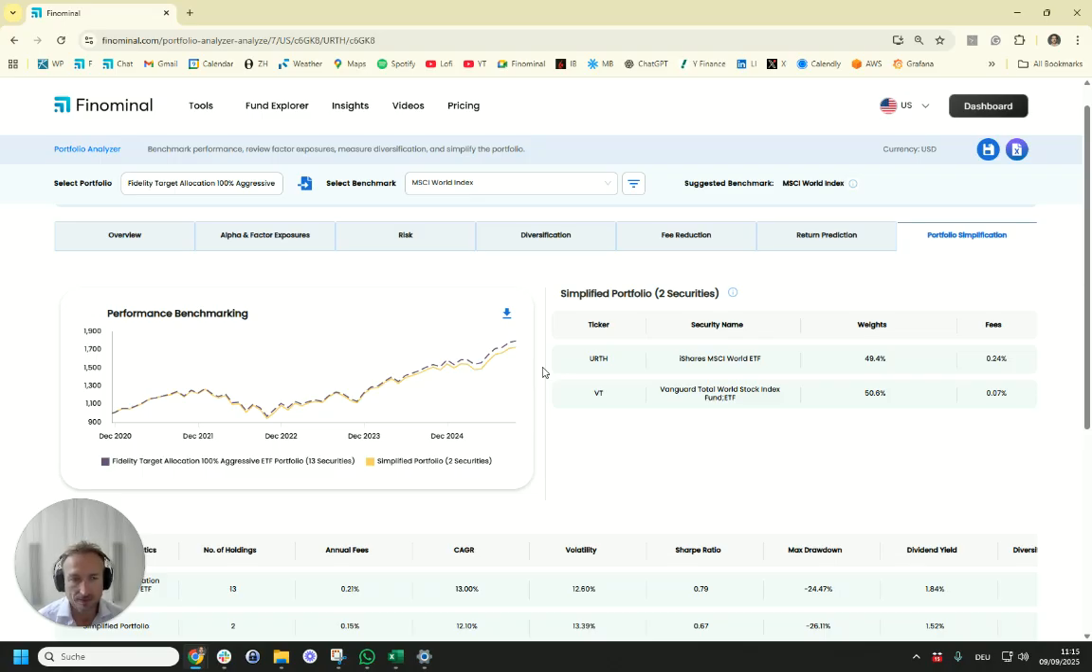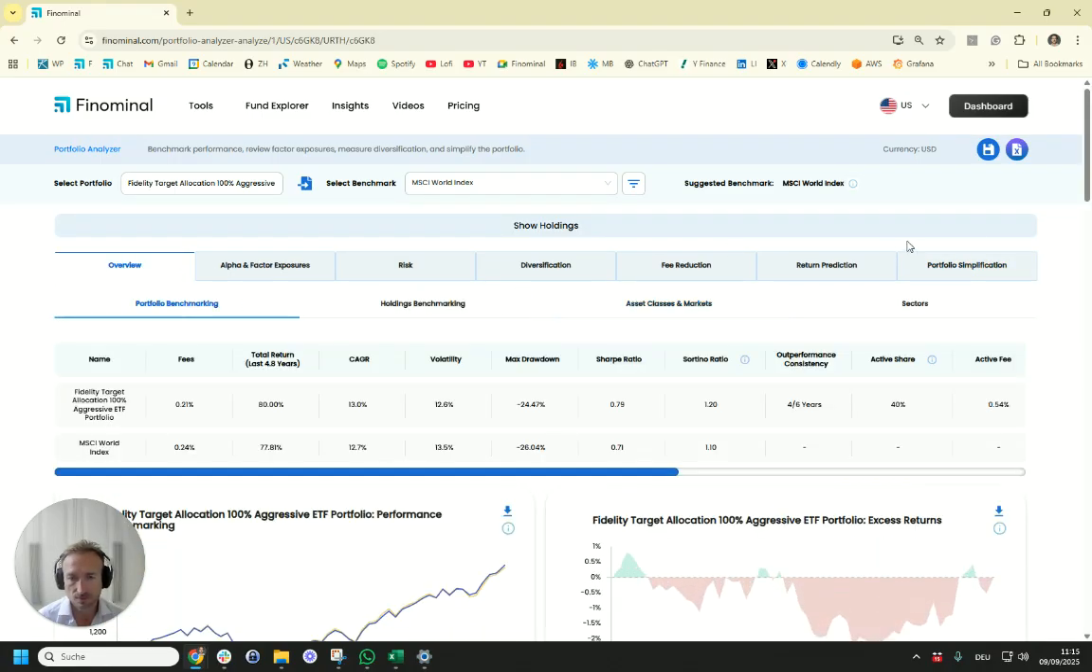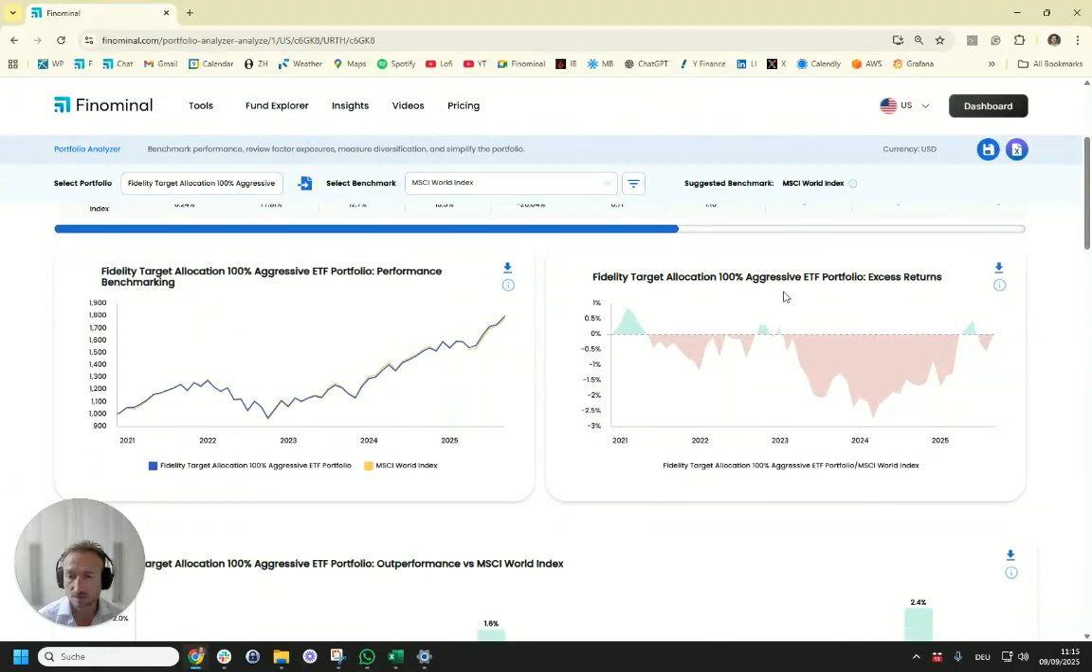Now, that concludes our analysis of Fidelity's target allocation 100% aggressive ETF portfolio. As discussed, this provides exposure to developed equities, but as you've seen from a performance perspective, this portfolio is indistinguishable from the MSCI World. And so instead of paying 21 basis points to Fidelity, you can simply buy the MSCI World Index for 15 basis points.